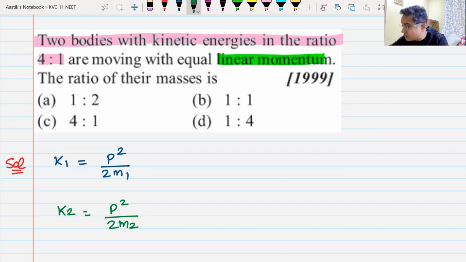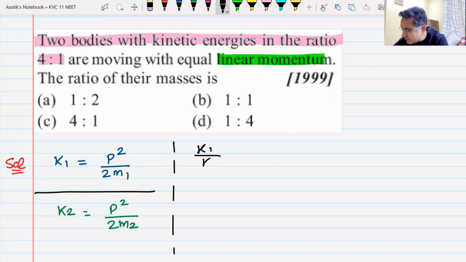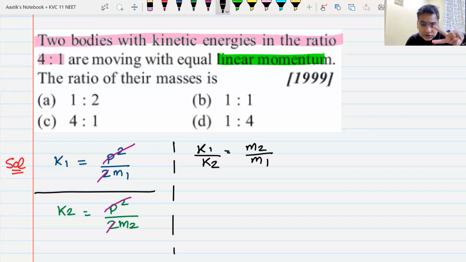Now I can divide the two. If I divide the two, what will I get? K1 by K2. The P square and P square will be cancelled, and the 2 and 2 will also get cancelled. I will get K1 by K2 as m2 by m1. So the ratio is reverse. K1 by K2 is m2 by m1.